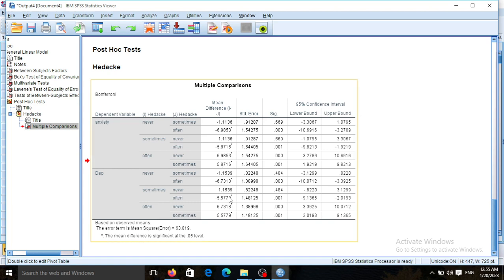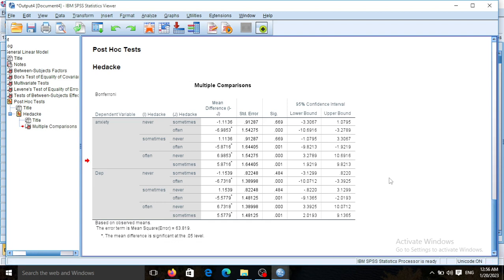For example, you can see that for depression score, patients who sometimes had headache are significantly different from patients who often had headache. You can also observe the p-values here.